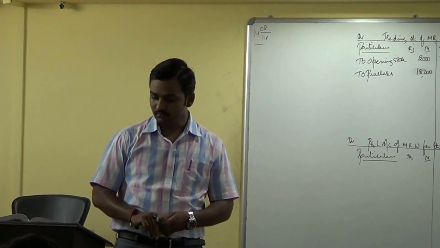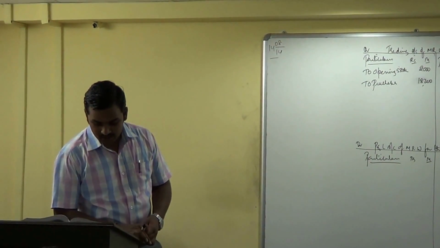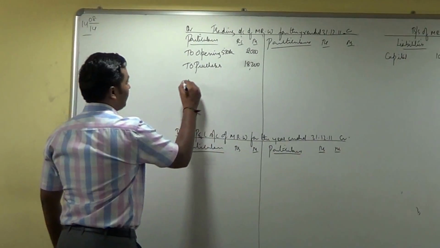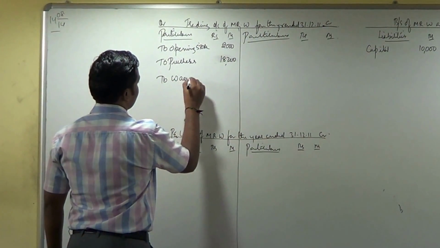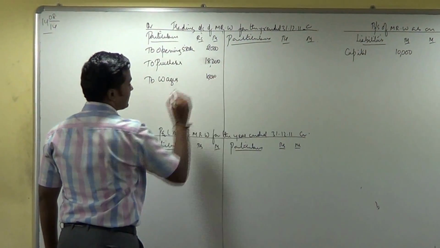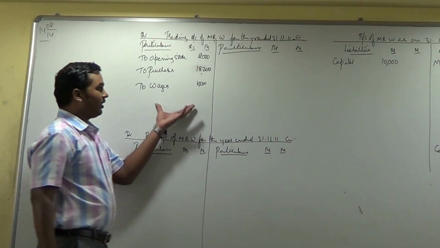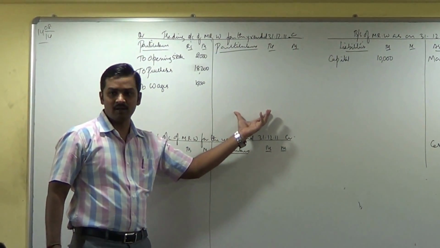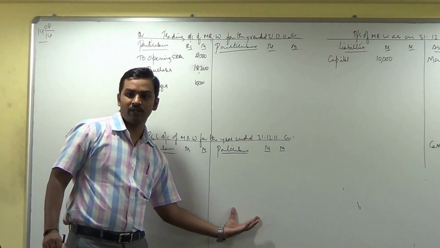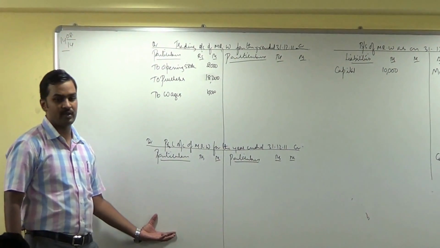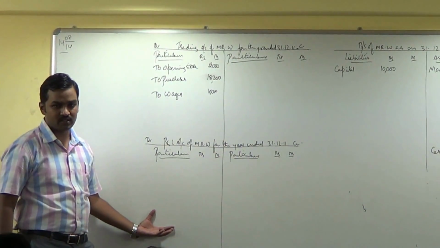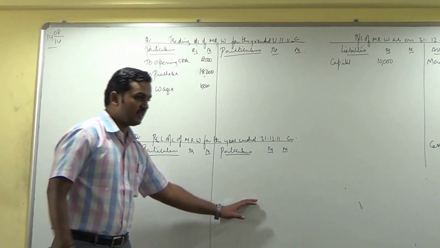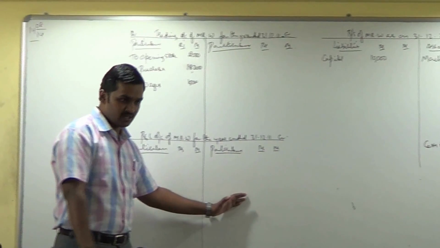Okay. Next, wages account 10,000. Where do we show wages? Trading account, to wages. It is a direct expense. On the trading account debit side we show direct expenses. On the credit side we show direct income. On the P&L account credit side we show indirect income, and on the debit side we show indirect expenses. Expenses relating to the period are indirect expenses, and incomes relating to the period are indirect income.